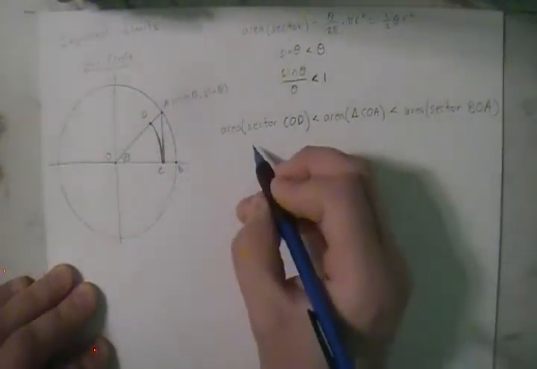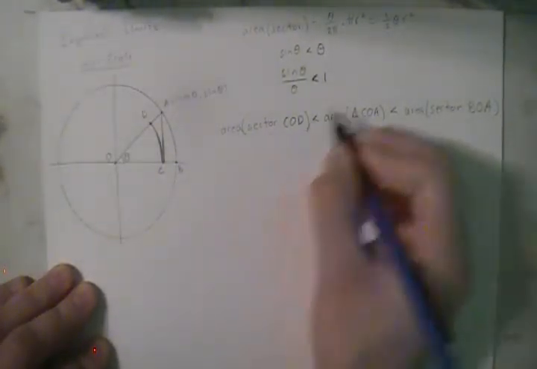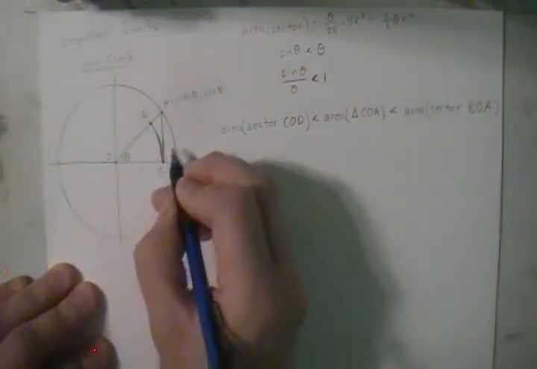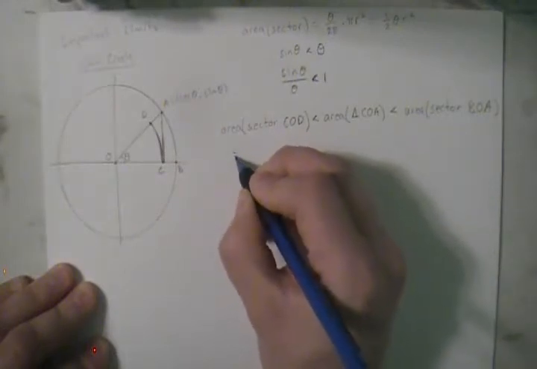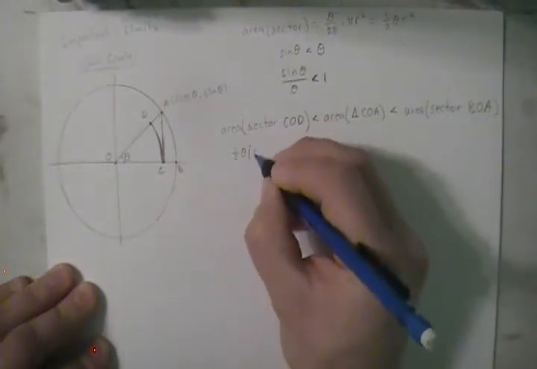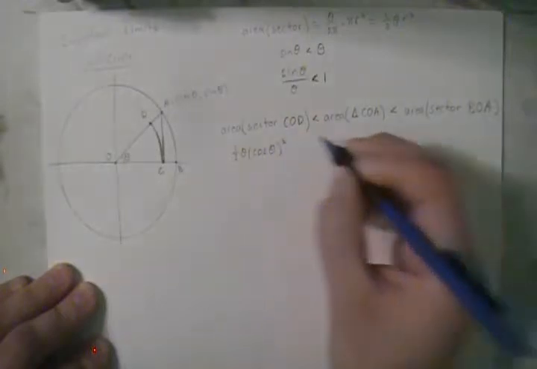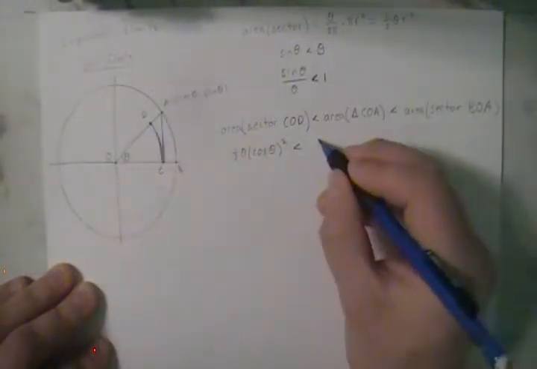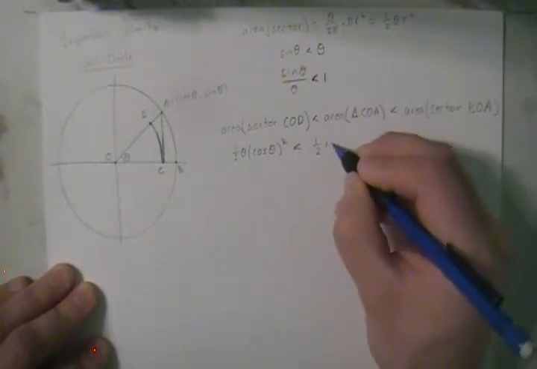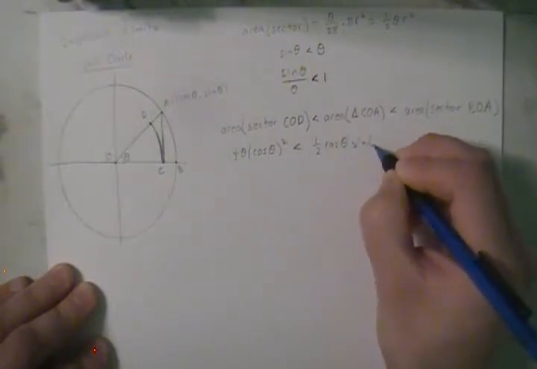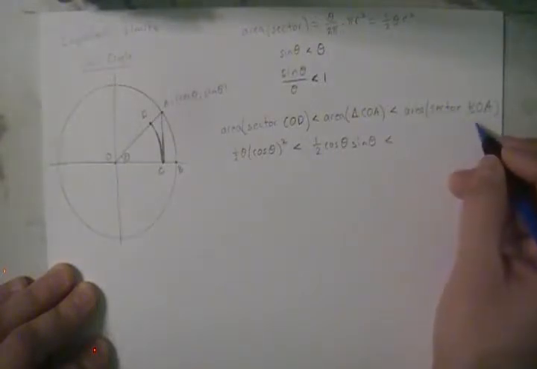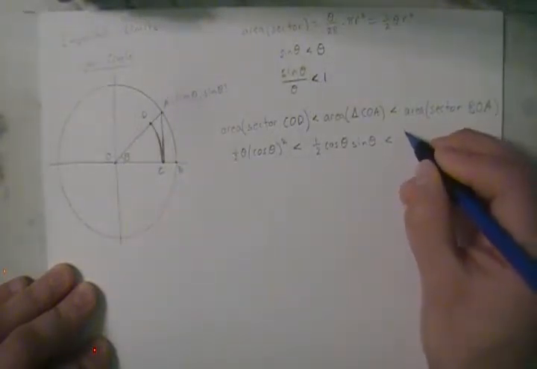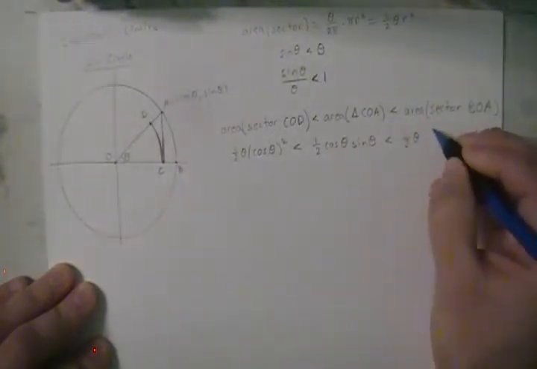All right, so I can write the area of the sector using our formula for a sector. COD has a radius of cosine theta, so this is going to be 1/2 theta times the radius, cosine theta squared. That's the area of that sector, and that's less than the area of this triangle, which is 1/2 times the width times the height, or cosine theta times sine theta, which is less than the area of the sector BOA, which is our sector of the unit circle. The unit circle has radius 1, so it's just going to be 1/2 theta times 1 squared.